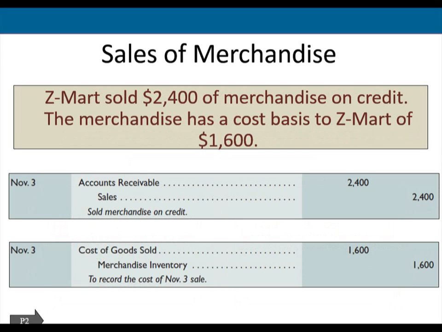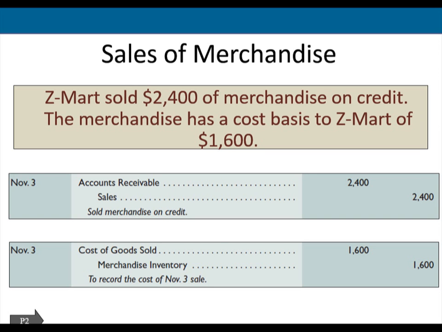On November 3rd, Z-Mart sold $2,400 worth of merchandise on credit. On credit means that they sent a bill for it. They didn't get paid for it right away. The merchandise had a cost basis to Z-Mart of $1,600. That means that it cost Z-Mart $1,600. They had to pay that in order to buy that stuff and have it in their store.